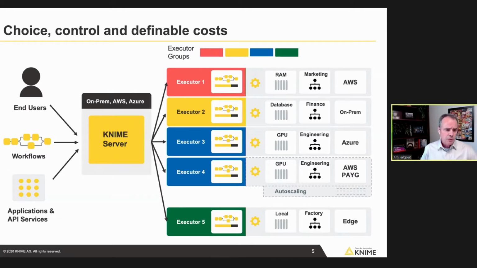This works with pay-as-you-go executors on the cloud. Pay-as-you-go means you're actually paying the cloud provider on an hourly basis for using that executor. You can bring up as many as you want. You can throw them away when you're done. This also works on Azure. So I just want to show you some of the deployment flexibility that you have with Knime server and executors.